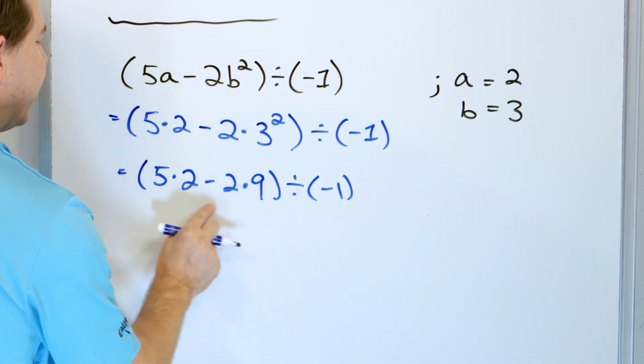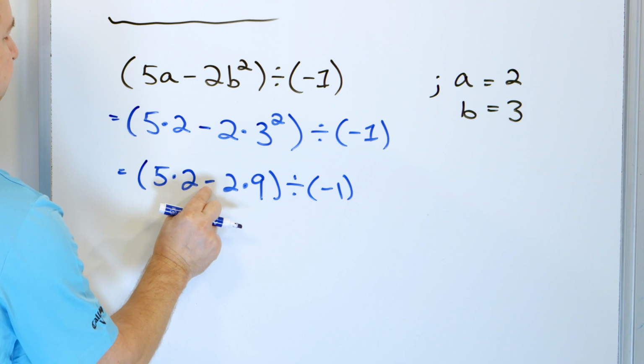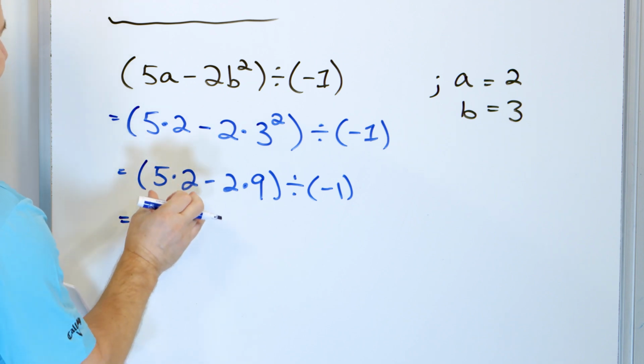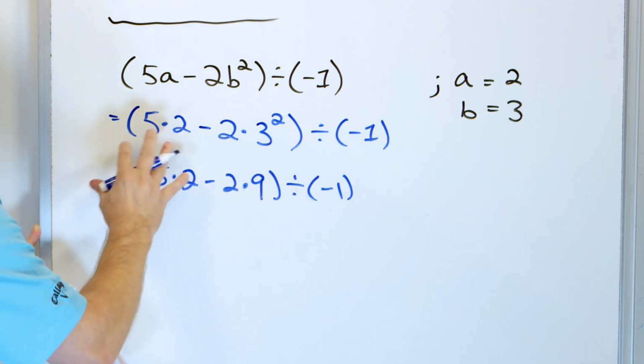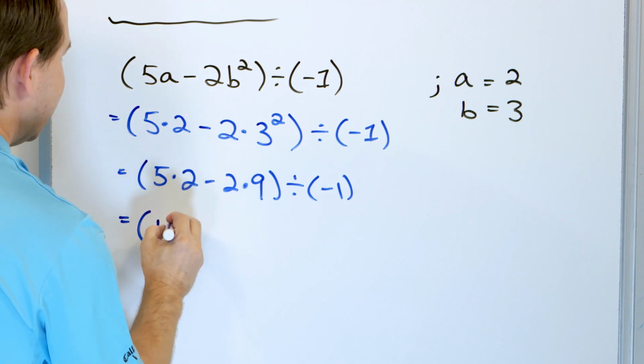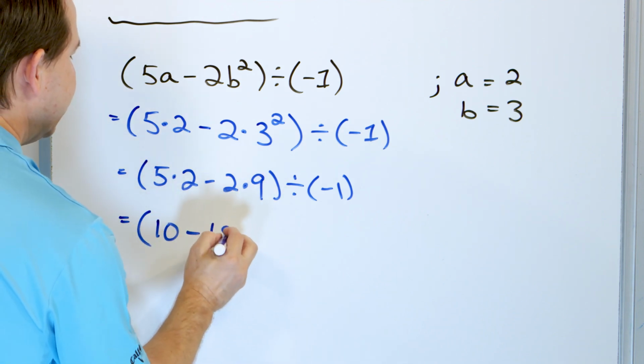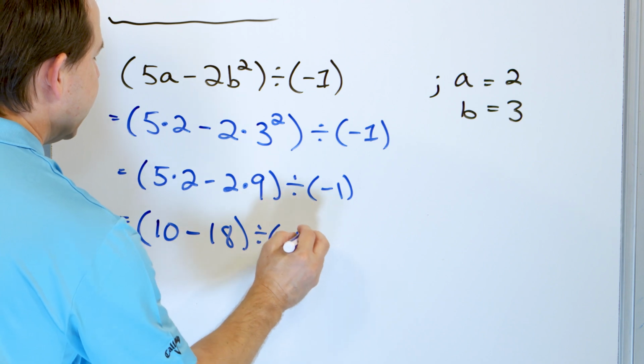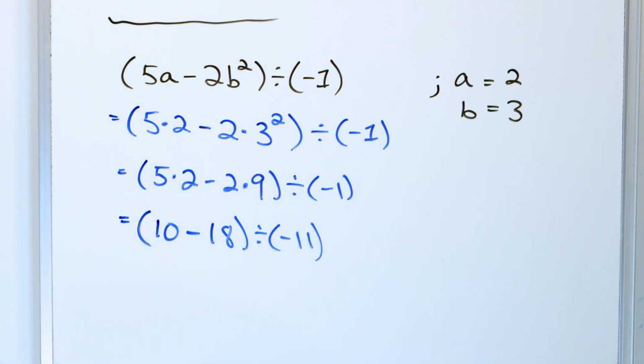Now, inside of this parentheses, I have multiplication happening, but also subtraction. The subtraction always comes last, and I'm allowed to work on these multiplications at the same time. 5 times 2 is 10, and then 2 times 9 is 18. And I'm still dividing by negative 11. All right, now in here, what do I have?